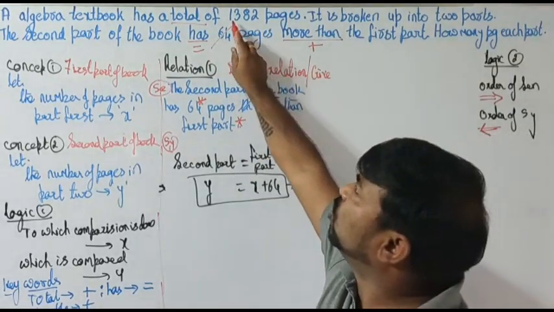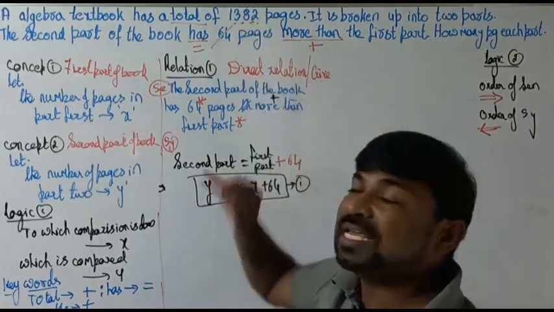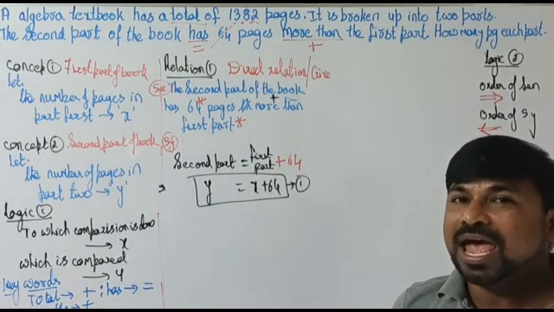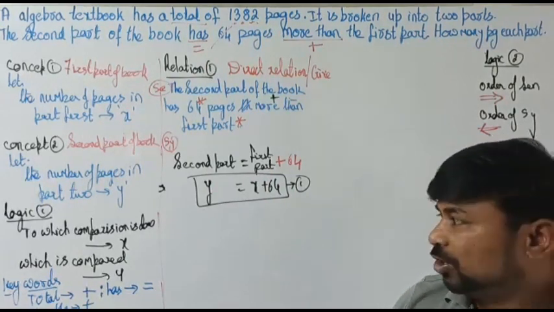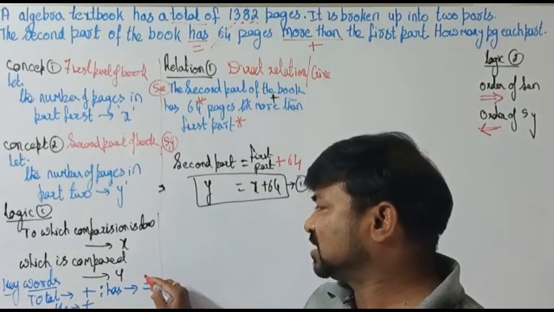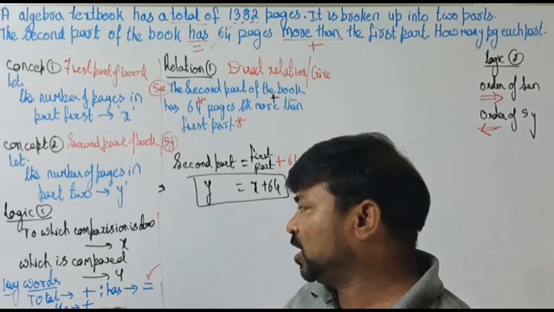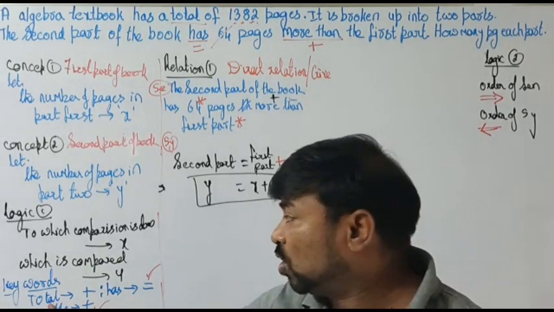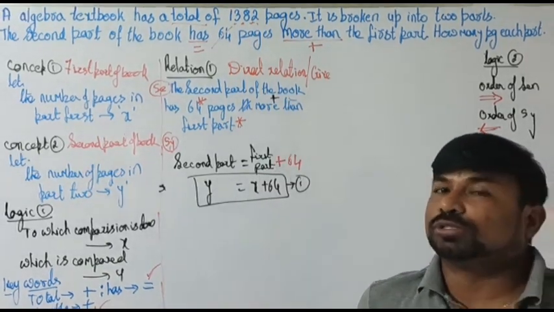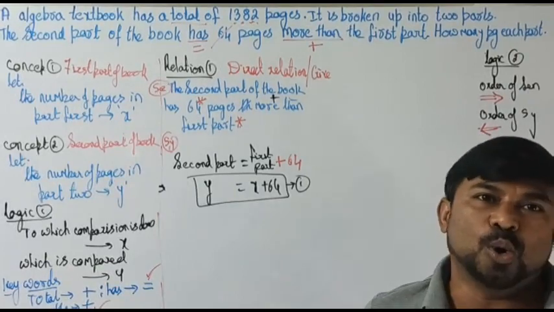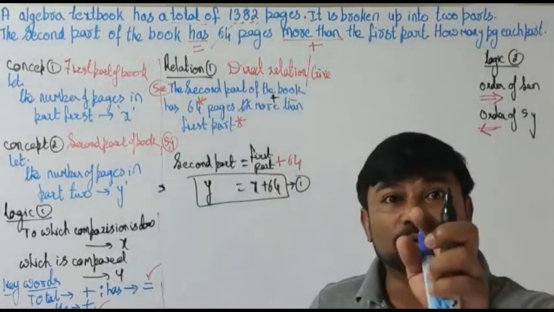Everything we have used up. The only number we have used is 1382. And what is the keyword which we have not yet used? From this keyword, we have already used "more than." And what is the other word? Total. Did we use that keyword? No. And what is the number? 1382. We have to use that.